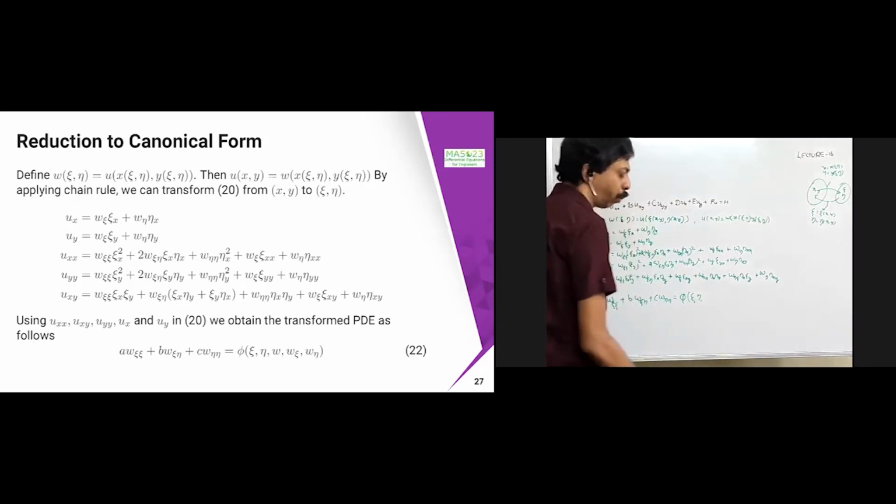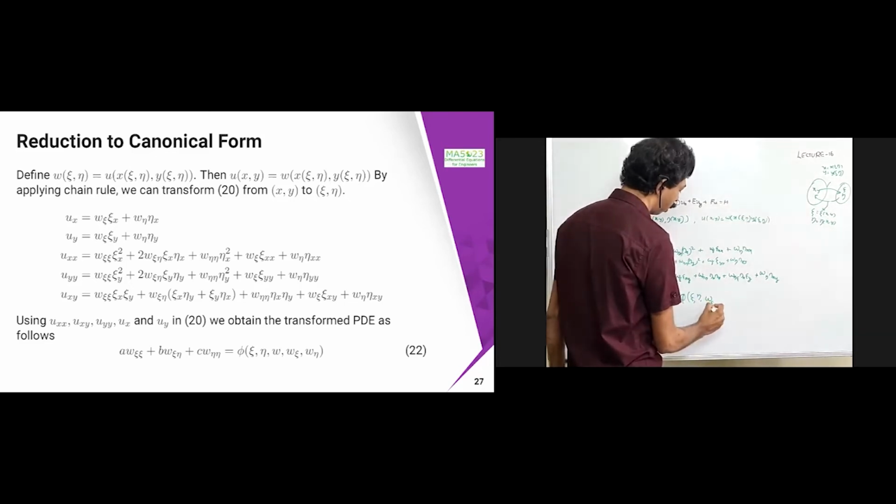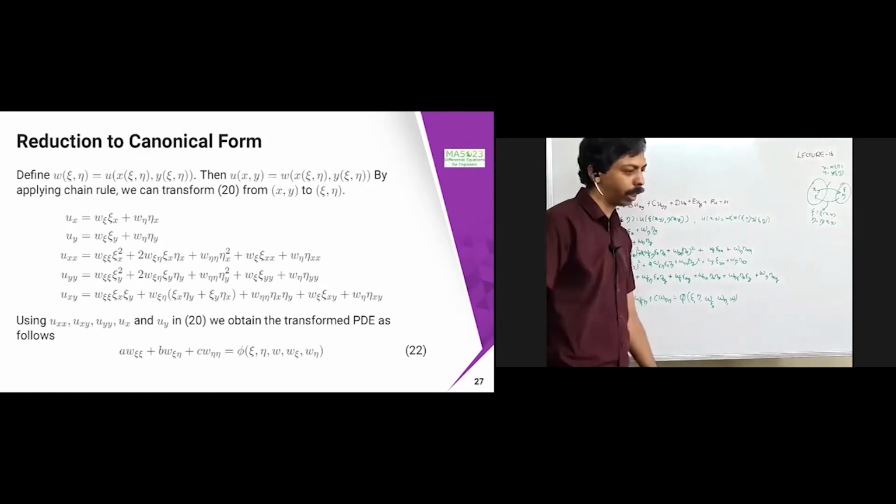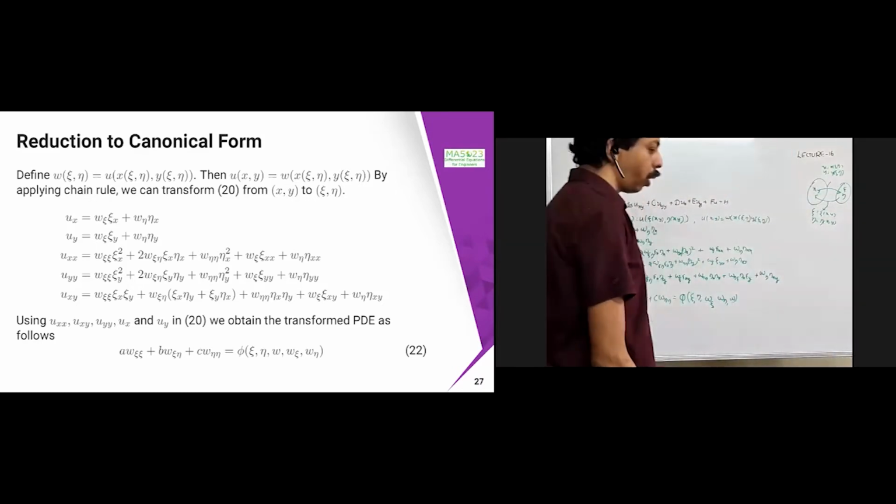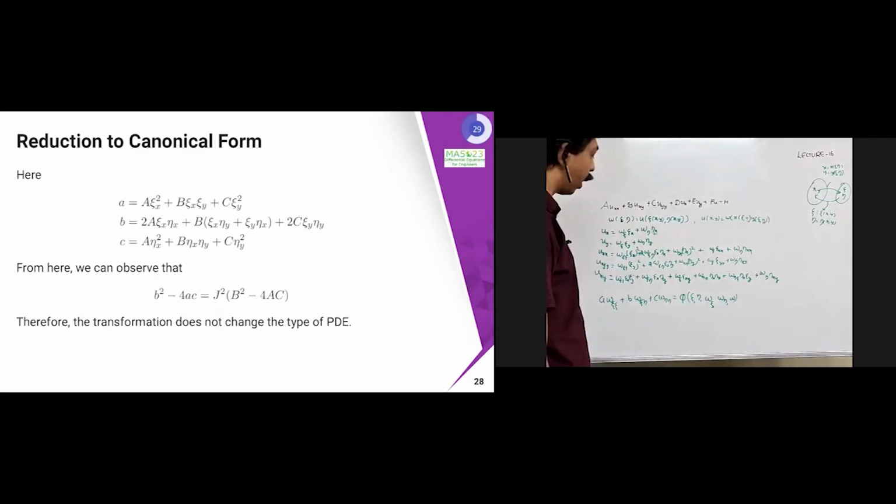and then I have W chi, W eta, and then W also. So W chi, W eta. This is going to be done. So again, we are starting from a second order linear PDE. This is also going to be a second order linear PDE.